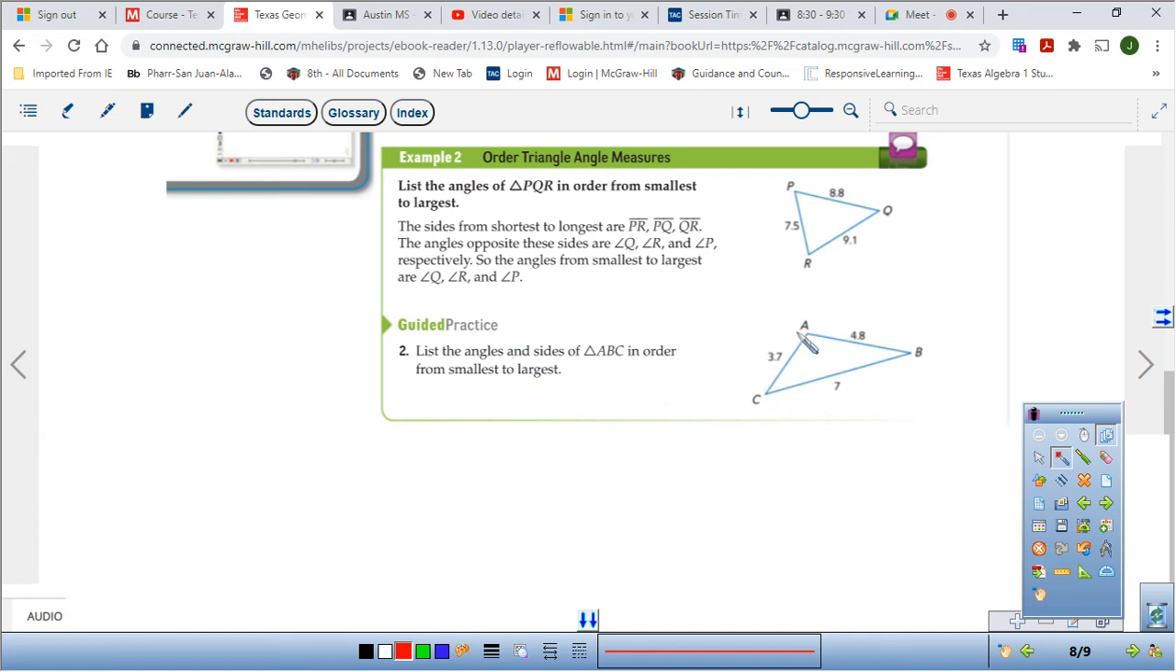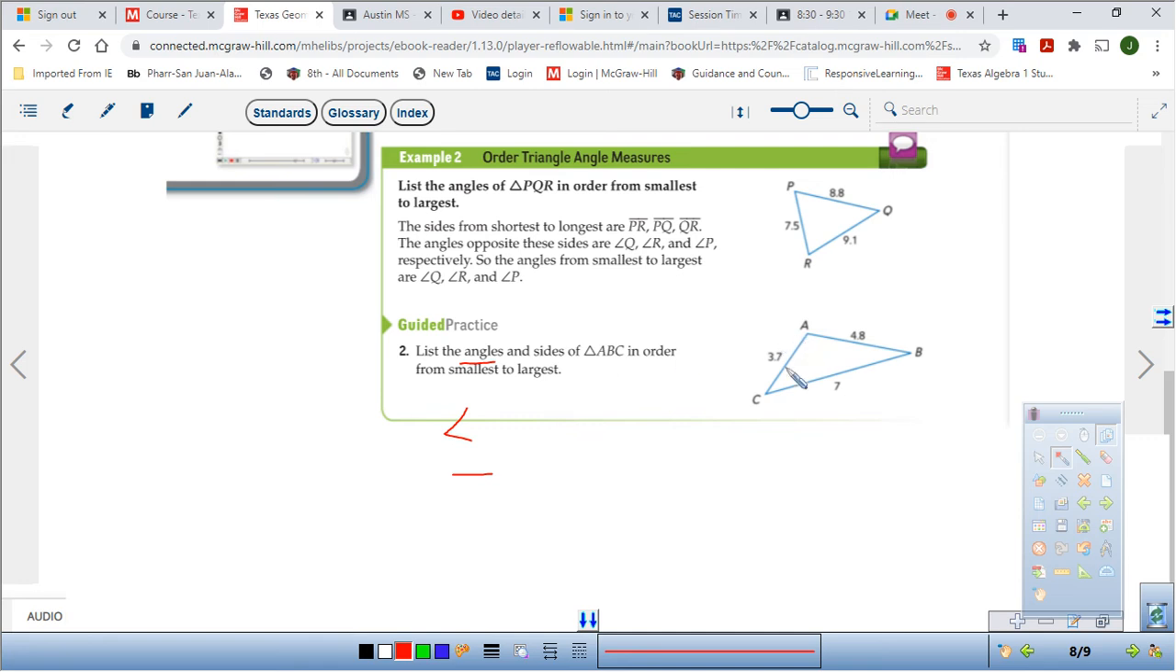Okay, so just do a real quick triangle and label ABC at the right vertices, and then put the side lengths of 3.7, 4.8, and 7. So we want to list the angles and sides of the triangle in order from smallest to largest. We'll go with the angles first. Which one's the smallest angle? Well, I can't tell right now. What I'm going to do is come back and list the side lengths, okay?